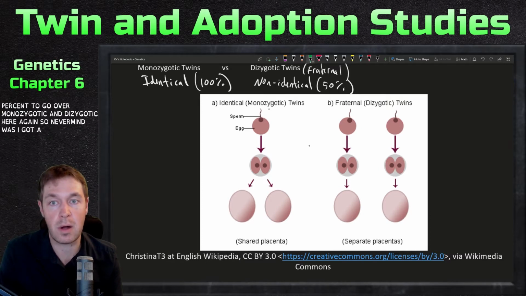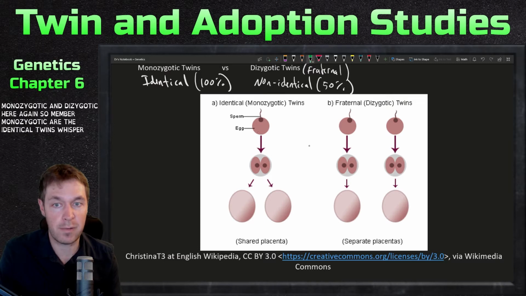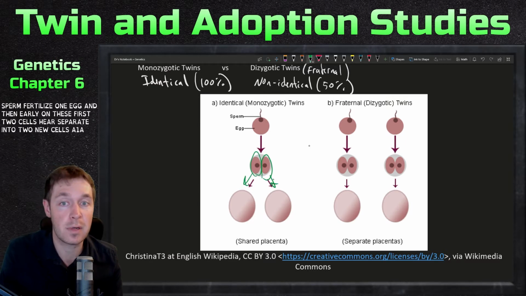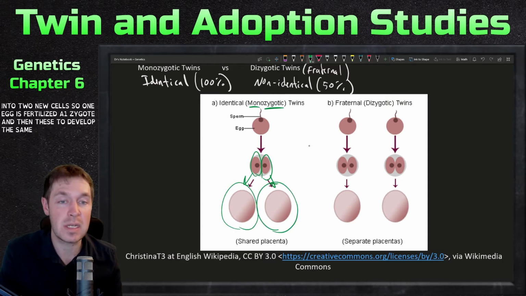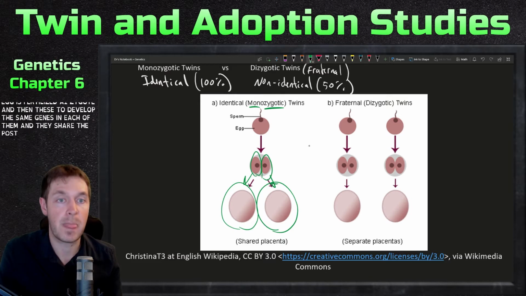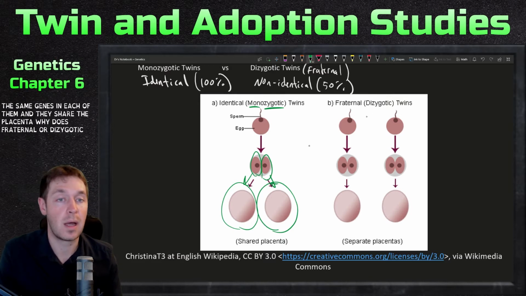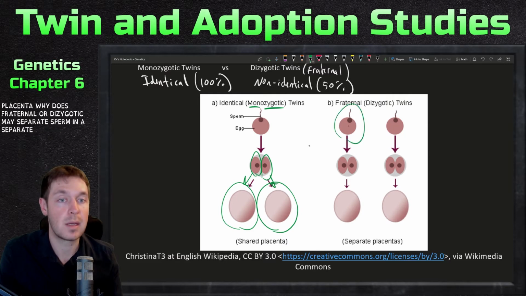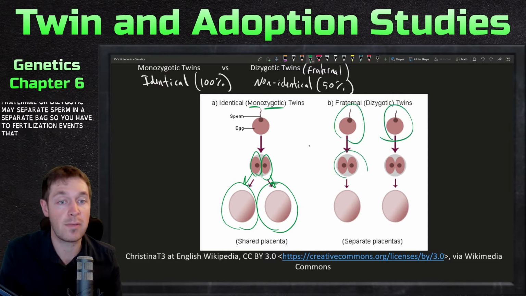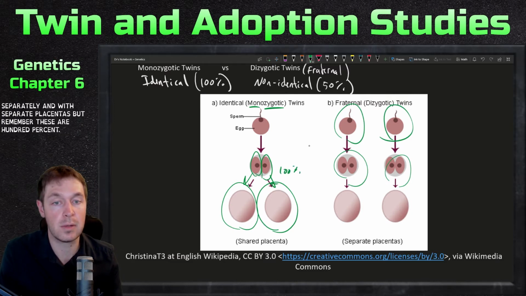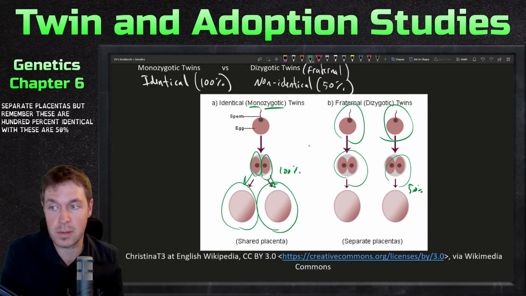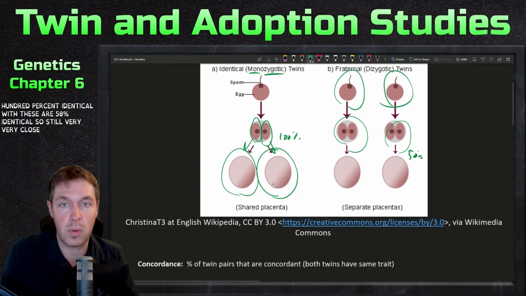But just to go over monozygotic and dizygotic again. Remember, monozygotic are the identical twins. So a sperm fertilizes one egg, and then early on, these first two cells separate into two new cells. So one egg is fertilized, so one zygote. And then these two develop the same genes in each of them, and they share the placenta. Whereas fraternal or dizygotic, a separate sperm and a separate egg, so you have two fertilization events. They both develop separately and with separate placentas. But remember, these are 100% identical, or these are 50% identical. So still very close for each one.